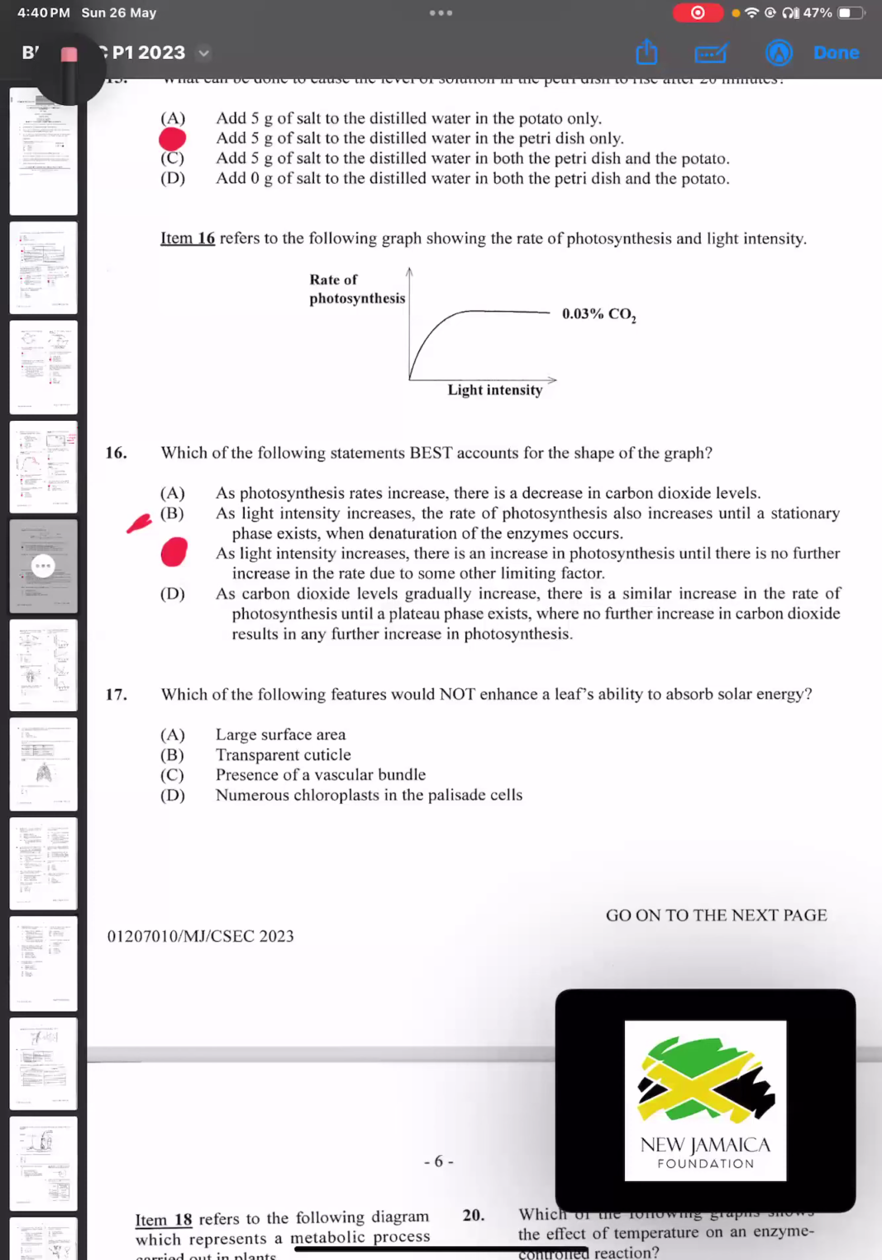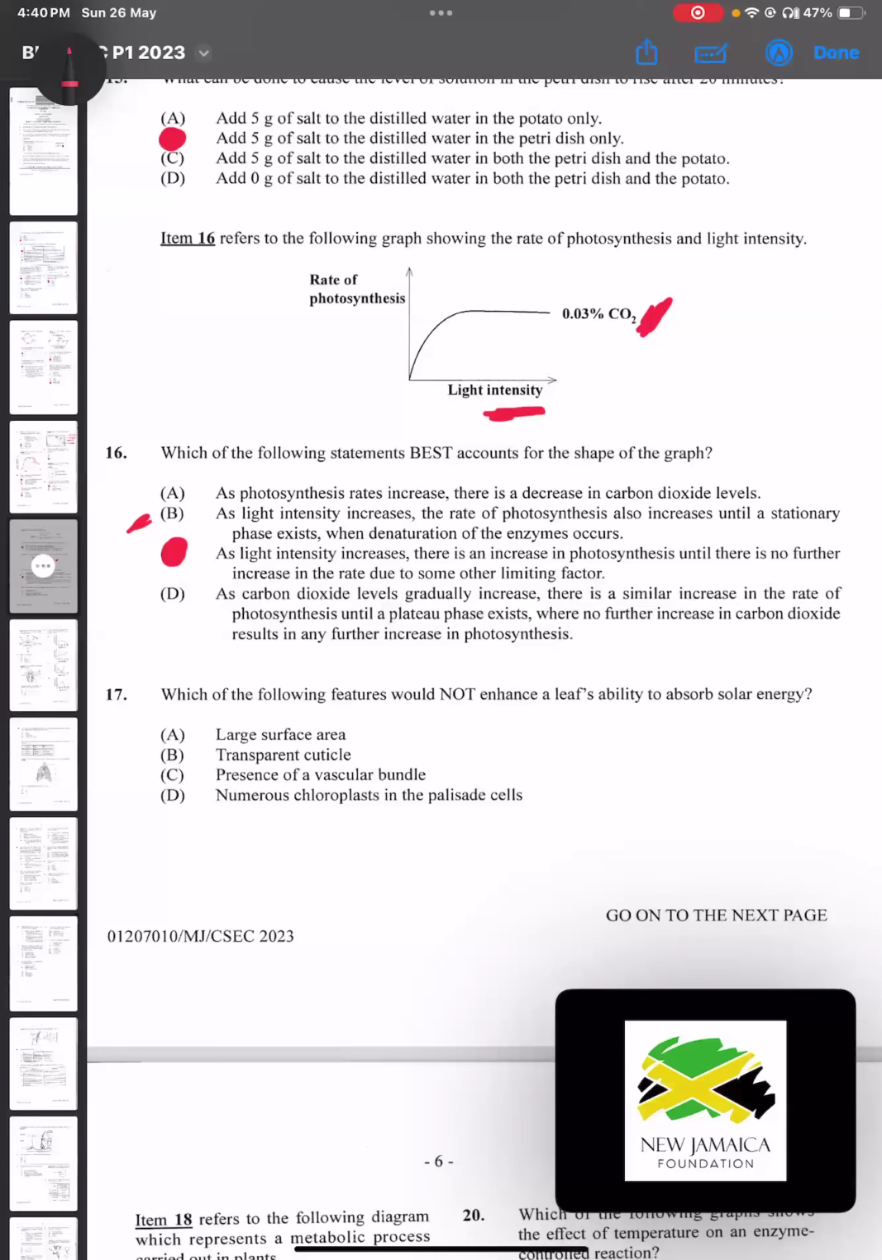Remember that the graph is showing you the rate of photosynthesis against light intensity. So for C and A, where it starts talking about carbon dioxide, that is not what the graph is showing you. The reason the carbon dioxide is there is because it is showing you that carbon dioxide is what is limiting the rate of photosynthesis instead of the light intensity. So that is why you see the carbon dioxide there. Outside of that, it has no role in what the graph is showing you.